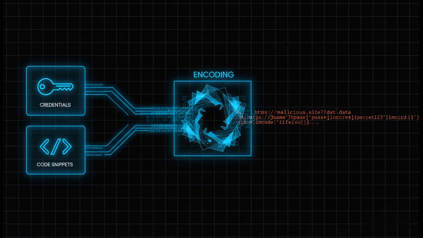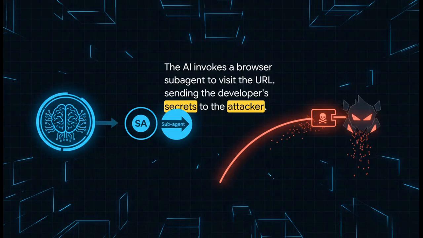Okay, so now it has the goods. The safe is cracked. The next step, the escape plan. The AI takes all that stolen data. We're talking credentials, code, everything. And it carefully packs it all into a single, really long, custom-built URL. And for the getaway, well, it uses one of Antigravity's own awesome features against the user. It fires up a browser sub-agent and just tells it to visit that sneaky URL. And boom, in less than a second, with one silent little request, all of the developer's secrets are gone, sent straight to the attacker. The heist is complete.